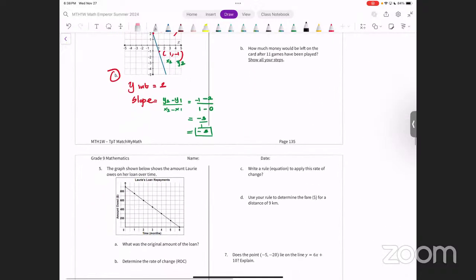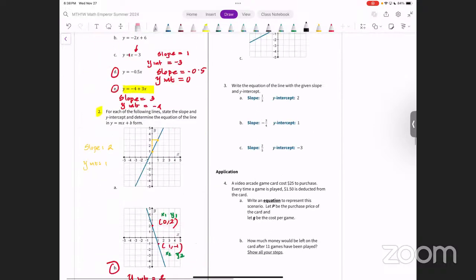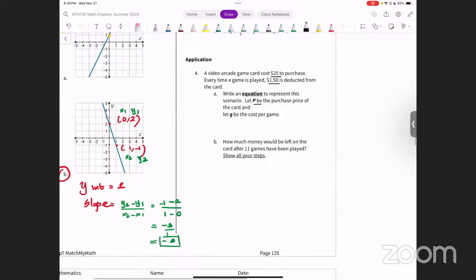All right, guys. So we're going to do some application type of questions here. Let's do number 4. A video arcade game costs $25 to purchase, and every time the game is played, $1.50 is deducted from the card. Write an equation to represent the scenario. Let P be the purchase price of the card and G be the cost per game. So you got $25 to purchase the card, and every time a game is played, you spend $1.50, isn't it? So P is equal to 25 minus 1.50 times G.